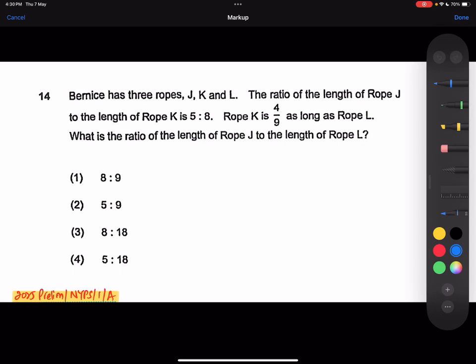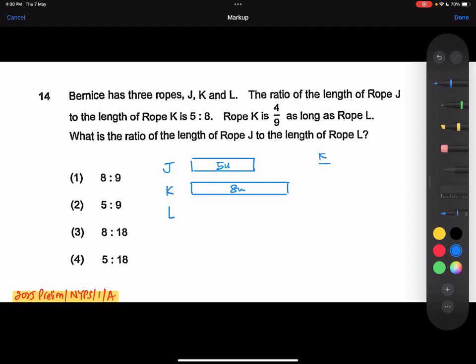2025 Prelim Nanyang Primary School Paper 1 Booklet A, Question 14. Burmese has 3 ropes J, K, and L. The ratio of the length of rope J to the length of rope K is 5:8. Okay. J, K, L. The length of rope J to K is 5:8. J is 5U. K is 8U. Alright, rope K is 4/9 as long as rope L.